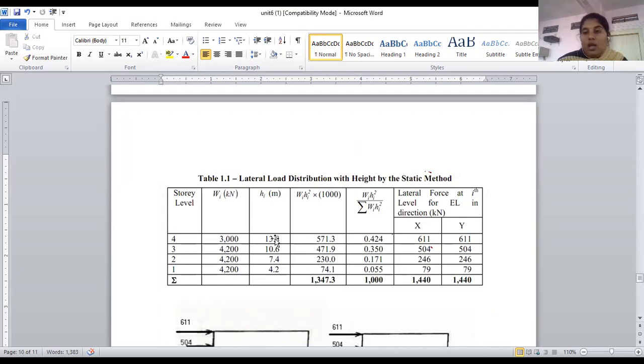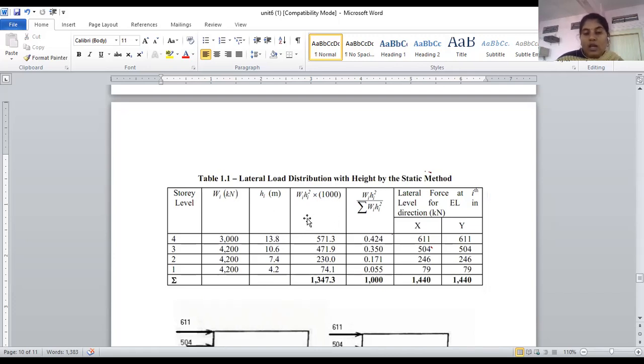Now, the height of the building also changes, because the height for the first floor is 4.2. Again there is an addition of 7.4, 10.6, and the total height of the building is 13.8. Okay, one by one we have added the floor to floor height for each and every story, and likewise the total height of the building is 13.8.